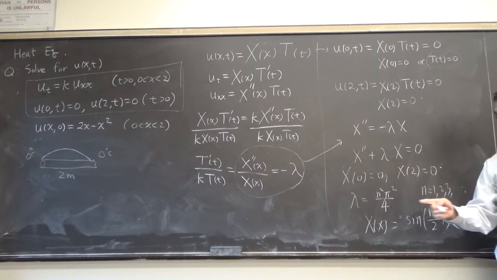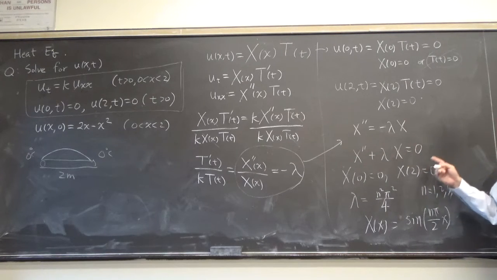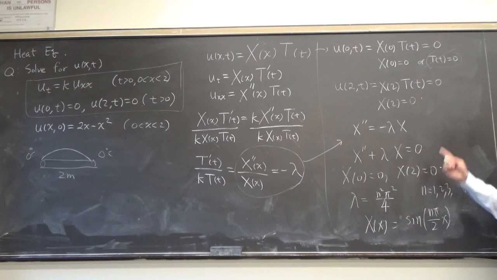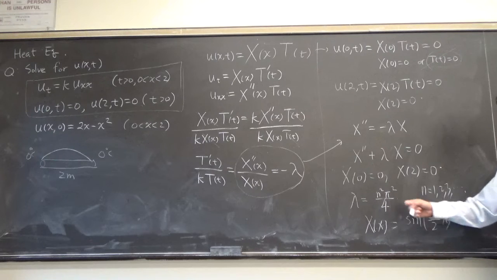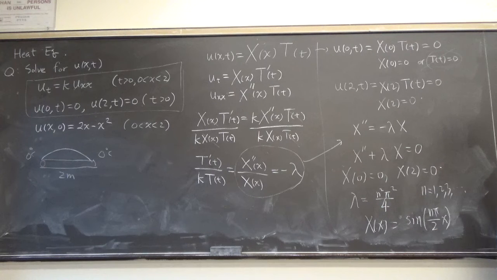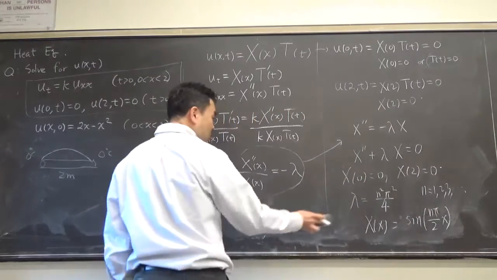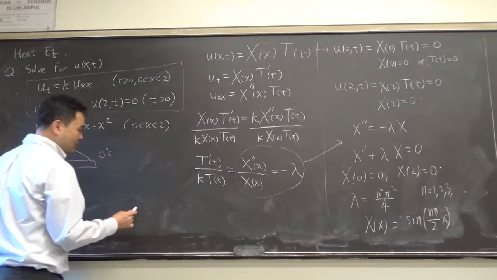Well, the only difference is yesterday I had this as y double prime plus lambda y equal to 0, y of 0 is 0 and y of 2 is 0. But the solution is the same. Lambda would be this and X would be this. Now, since we figured out the value of lambda, it's our turn to find the T.